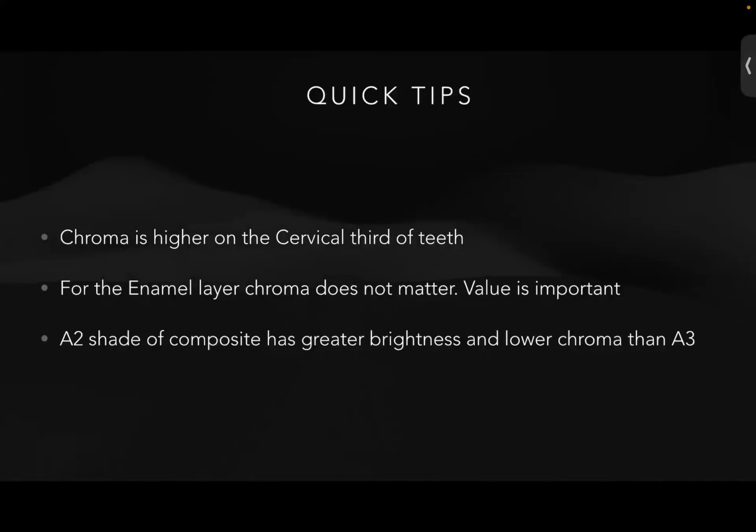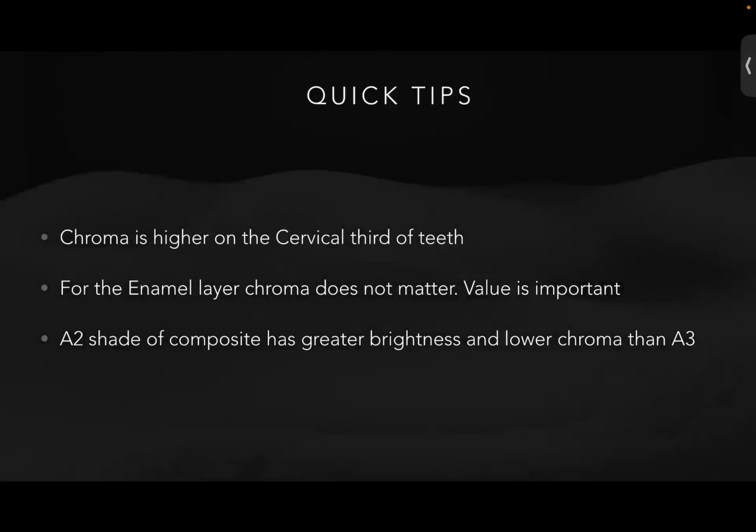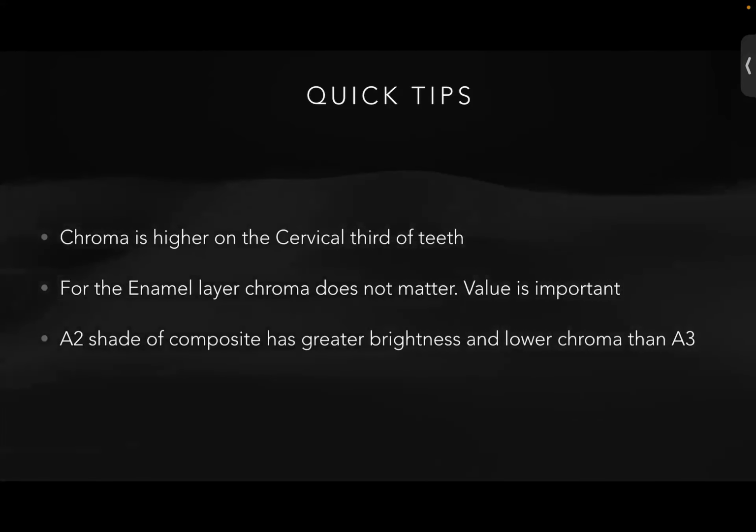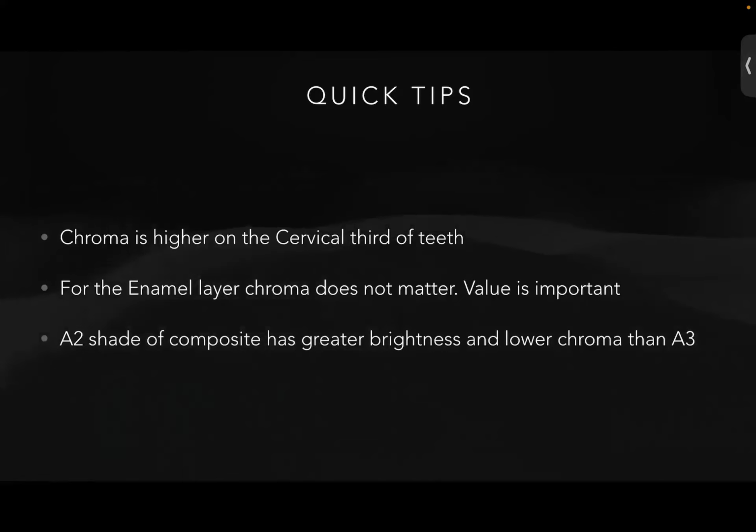Now, I've already told this. These are small, quick tips or clinical tips which I'm going to give throughout the webinar. Chroma is higher on the cervical third. It is going to be more saturated. So if you notice this, when you plan to do a polychromatic aesthetic restoration, probably you'll have to use A3 cervically, A2 on the middle and incisal third probably, and then you give an enamel shade of whatever brightness or whatever shade it matches, right?